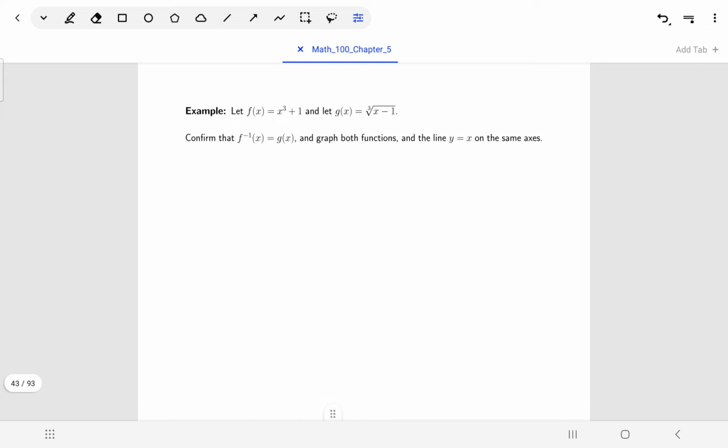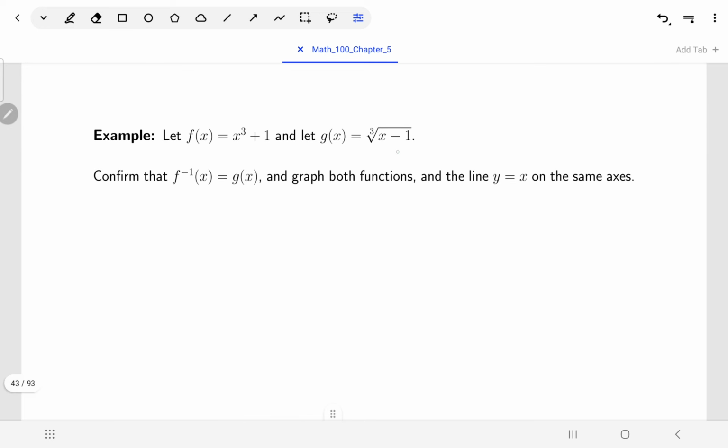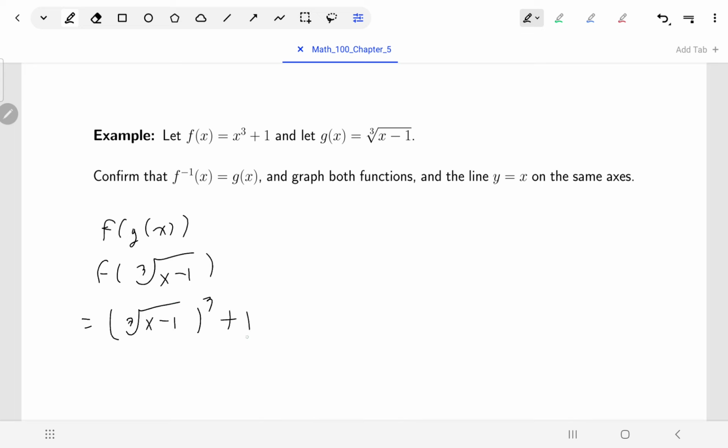And we're going to see this in action. I'm going to graph both of these functions. I first want to quickly confirm that they're inverses of each other, and then I'm going to graph them on the same axes. So first, if I'm looking at f composed with g, so in other words, putting that cube root of x minus 1 into f, I would get that cube root cubed plus 1. And I can see really quickly the cubing and the cube root are going to cancel each other out. The minus 1 and the plus 1 cancel each other out, leaving just x.